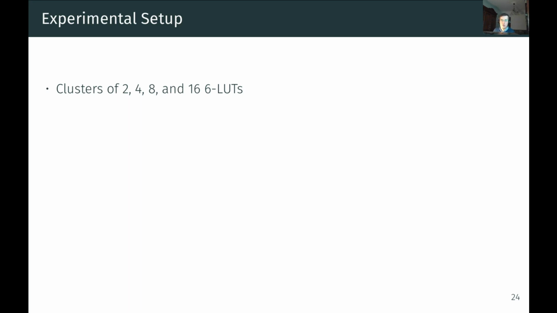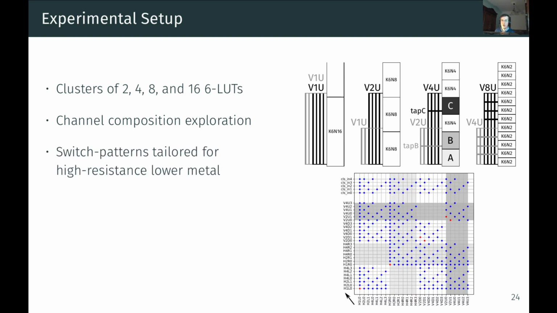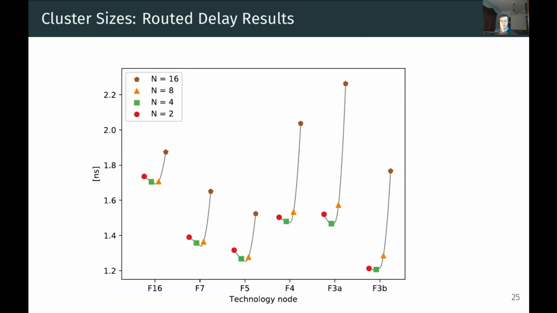We explored cluster sizes of 2, 4, 8, and 16 6-input lookup tables. In order to be fair in comparisons, we also perform a limited exploration of the channel compositions. Also, to be realistic and similar to the industrial architectures, we redesigned the switch patterns in order to be more appropriate for the high resistance of the lower metal layers. Finally, we use MCNC benchmarks for all experiments and perform all experiments in VTR version 8. There are further details in the experimental setup, but these are available in the paper.